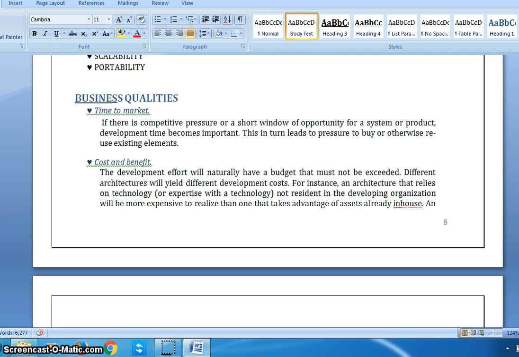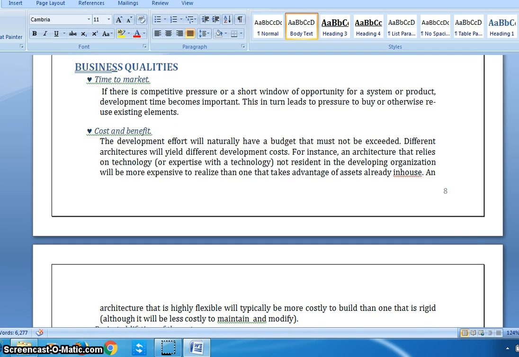It has to fulfill all the customers' desires. So when the particular software product is not able to be produced within the time for the system, for the society, then this in turn leads to a pressure to buy or otherwise reuse the existing elements. Pressures to buy other products, or else the stakeholders can use the existing software products, or in turn we can call them existing elements.